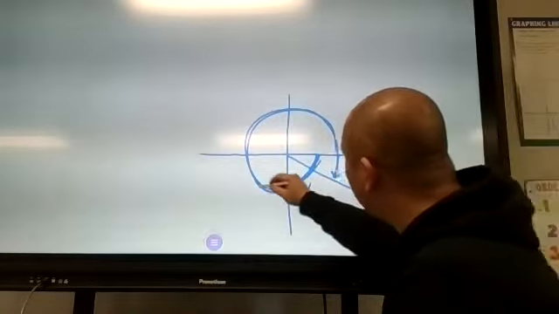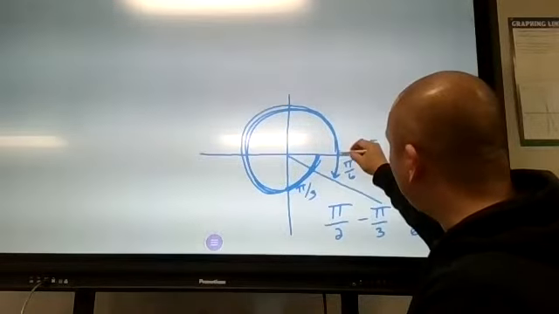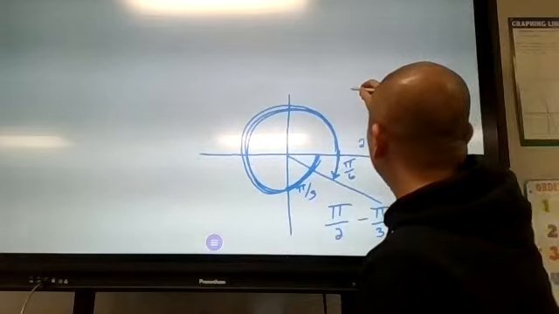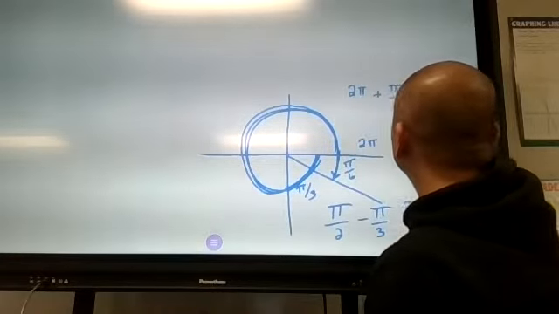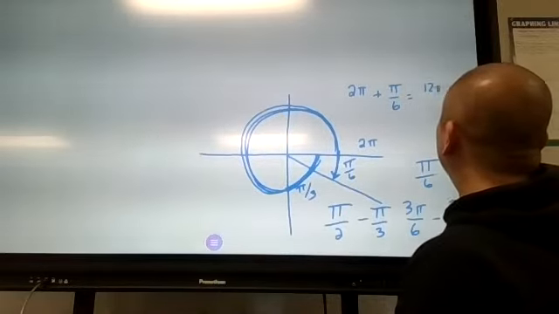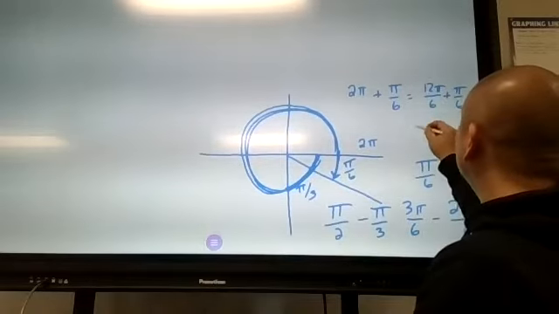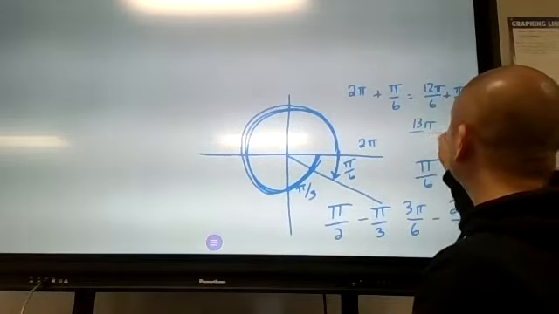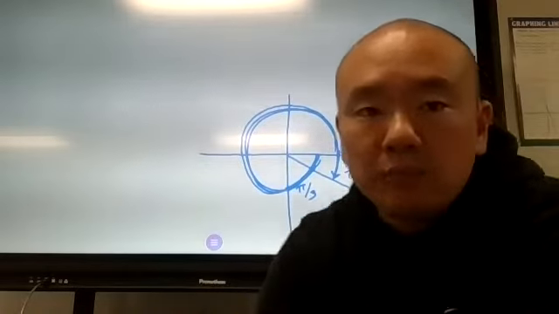So this full rotation up to here is 2 pi, and then you add pi over 6. So it's 2 pi plus pi over 6, which is 12 pi over 6 plus pi over 6, and the final answer is 13 pi over 6. And that's the answer. All right, hope that helps.